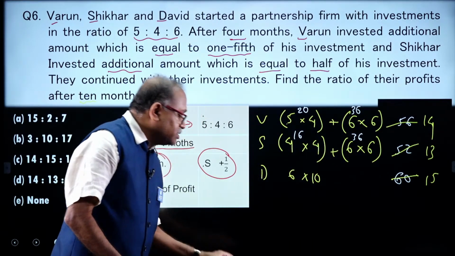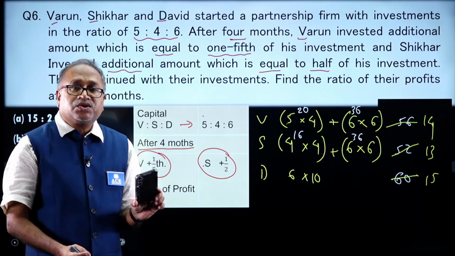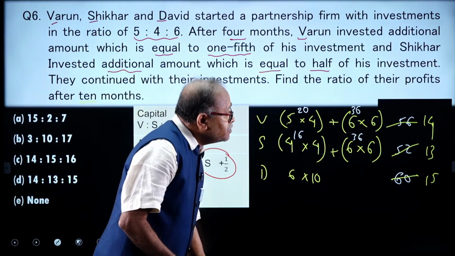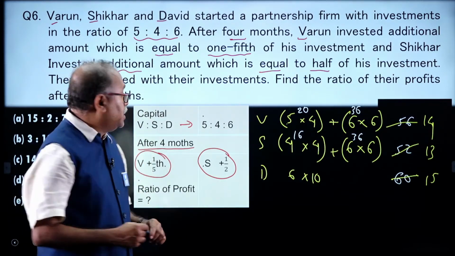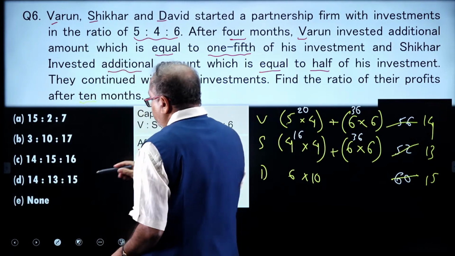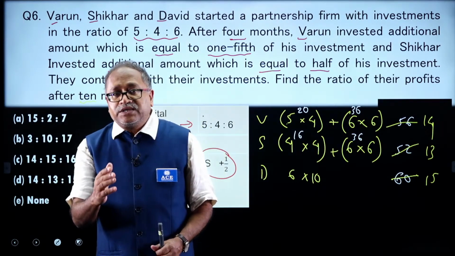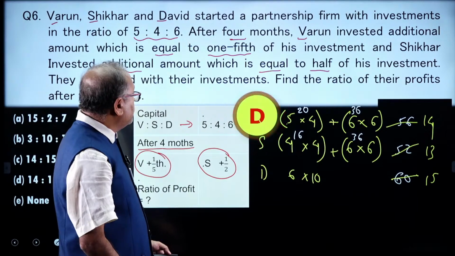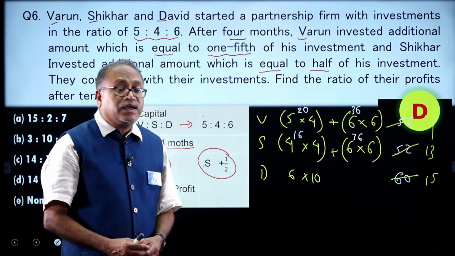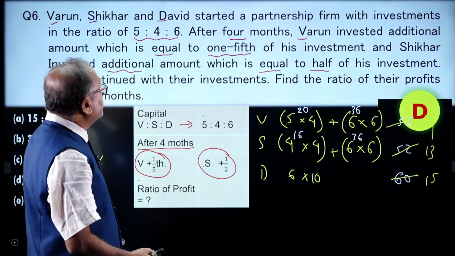If someone has answered the question, it's okay. Even if not, that's also fine. So what is the ratio here? That's 14 is to 13 is to 15. So can you see that 14 is to 13 is to 16? Option choice D. Okay, let me check that I noted option D. Yeah, that's right. Hope, my friends, you are understanding it.